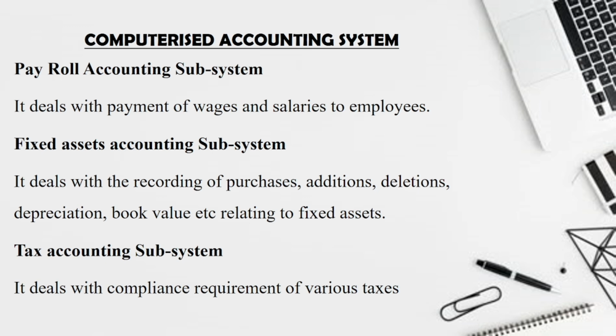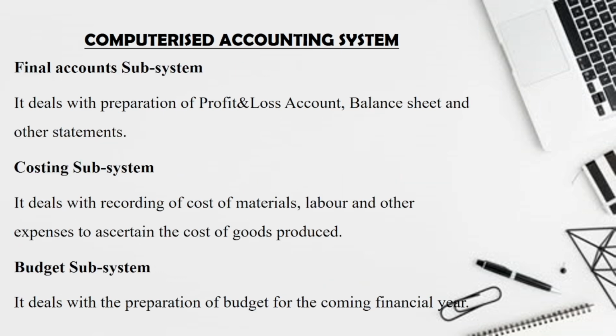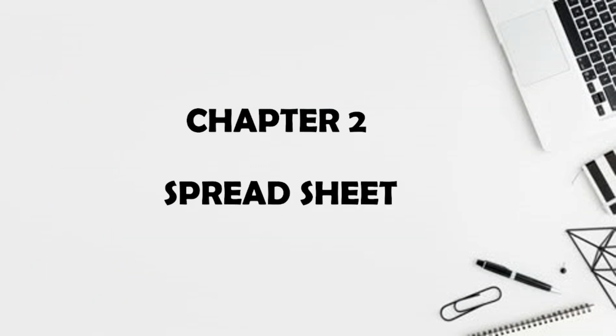Tax accounting subsystem. It deals with the compliance requirement of various types of taxes to be paid by the firm. Final account subsystem. It deals with the preparation of profit and loss account, balance sheet, etc. Costing subsystem. It is related to recording of cost of material, labor and other expenses. Budget subsystem, you know very well, it deals with the preparation of budgets for the coming financial year.